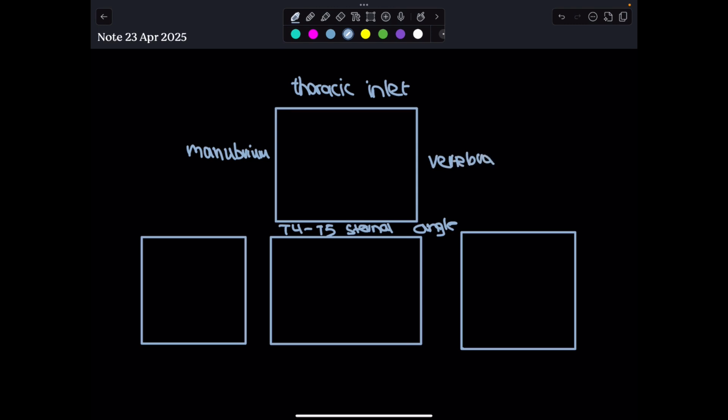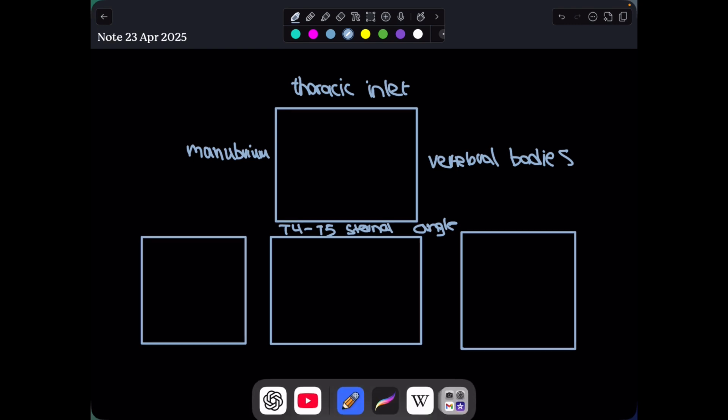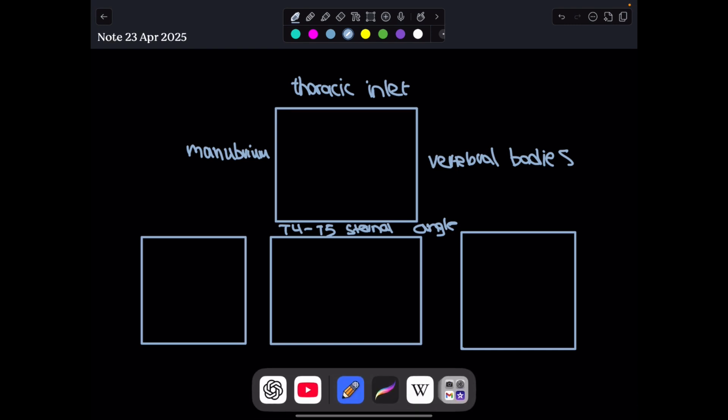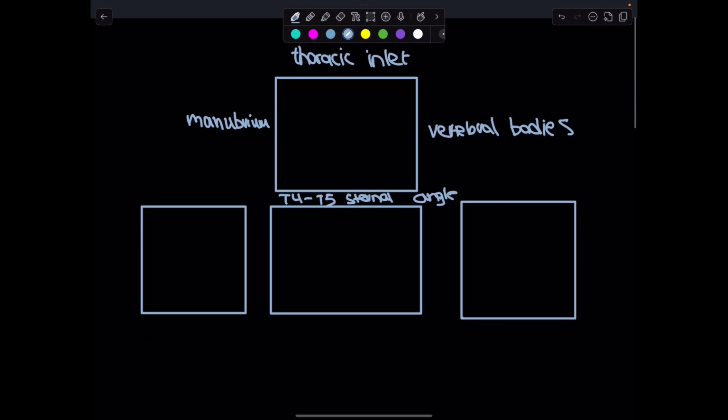Well, let me ask you a few questions first. So, before we go to today's posterior mediastinum, it's good if we picture all of the parts. So, the superior mediastinum, we have the superior boundary, thoracic inlet, anterior manubrium, inferior T4, T5 sternal angle, transthoracic plane, and then posterior we have the vertebral bodies, correct? If that's correct, let's go to the next.